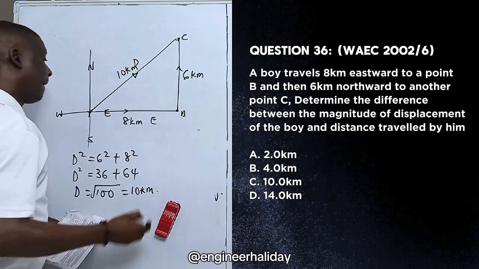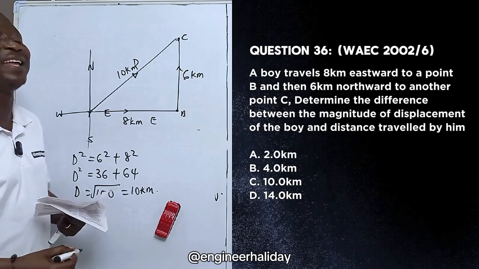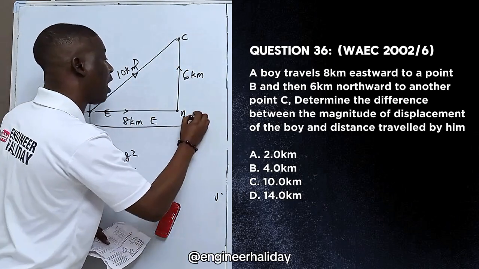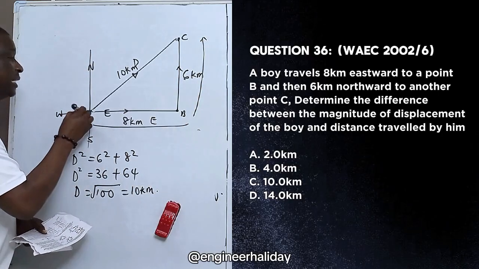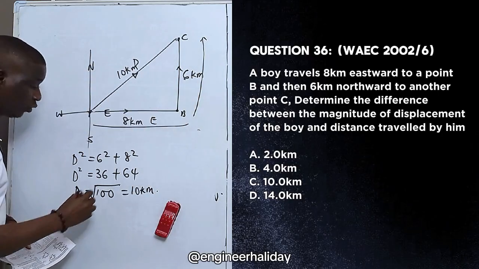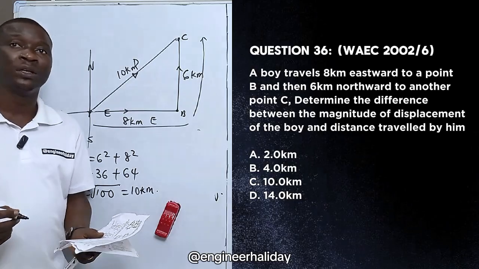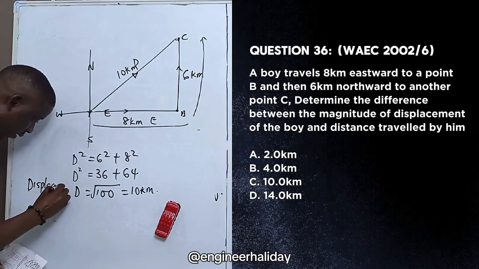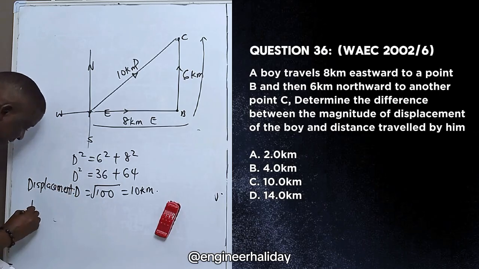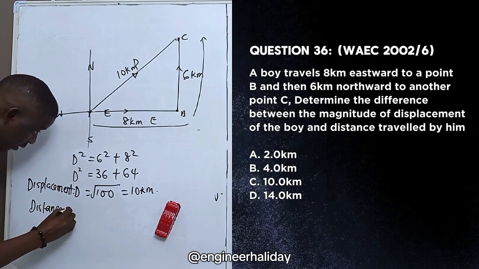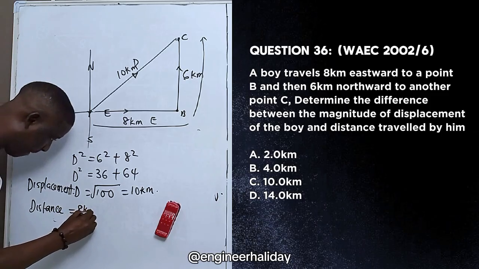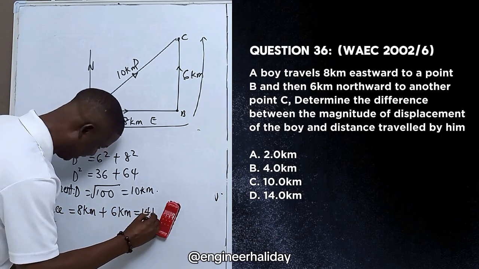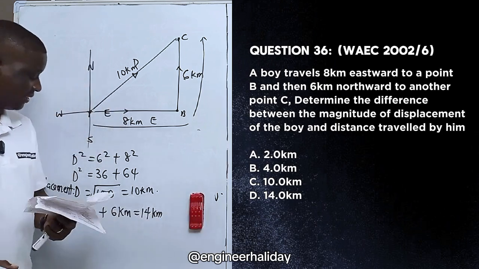So that means the displacement is 10 kilometers. But the distance is the movement of the body from here to this place, meaning that as he moves, how much distance does he cover if he moves from A to C? So that means it is algebraic summation, algebraic addition. So this is displacement, while the distance is what? Will now be what? 8 kilometer plus what? 6 kilometer. That will give us 14 kilometer. So that is the distance.